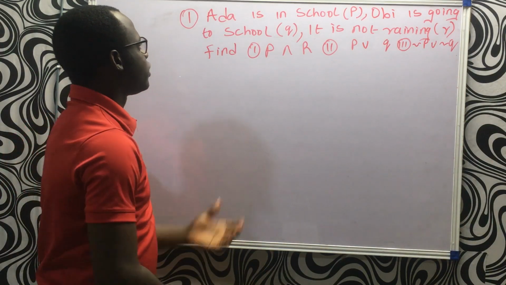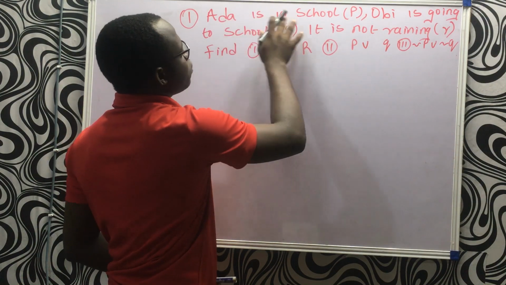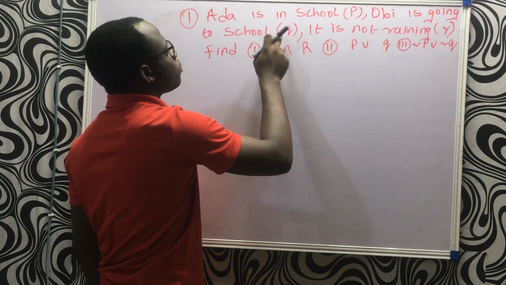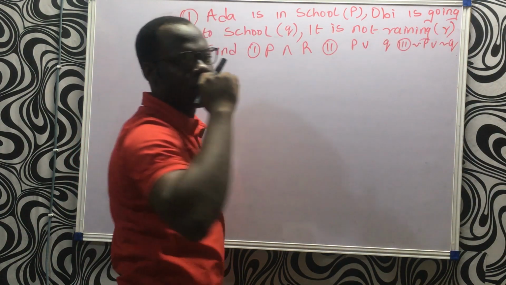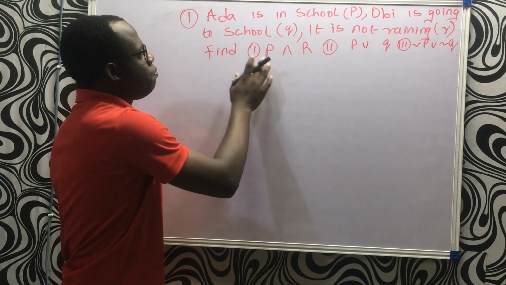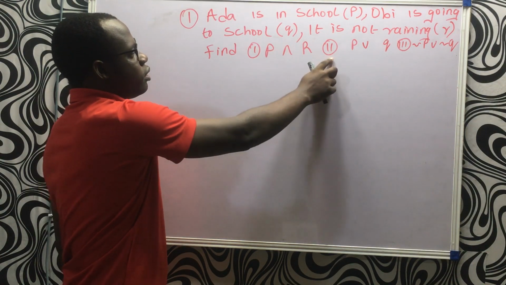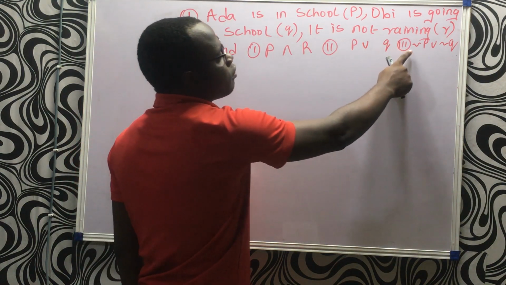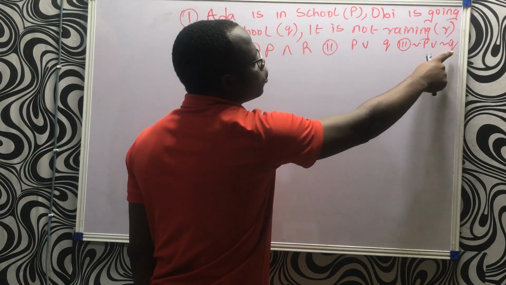Okay, now let's look at this question. Ada is in school, and this statement is equivalent to P. Obi is going to school, equivalent to Q. It is not raining, equivalent to R. Now, the question says, find P and R. Remember, this sign says and. Then find P or Q. We also have to find the negation of P or the negation of Q.